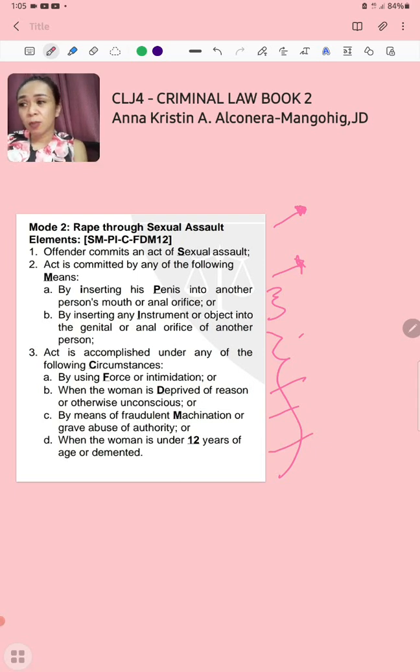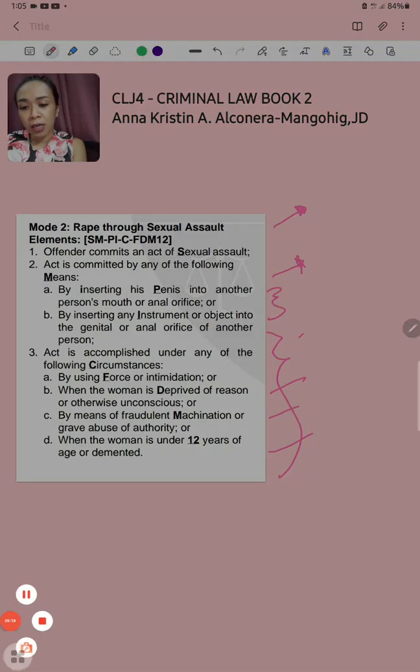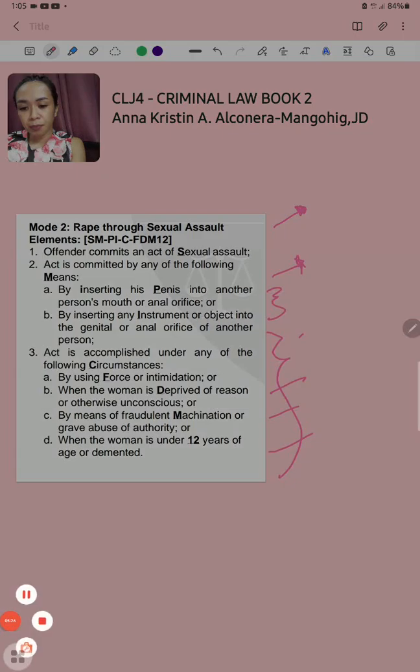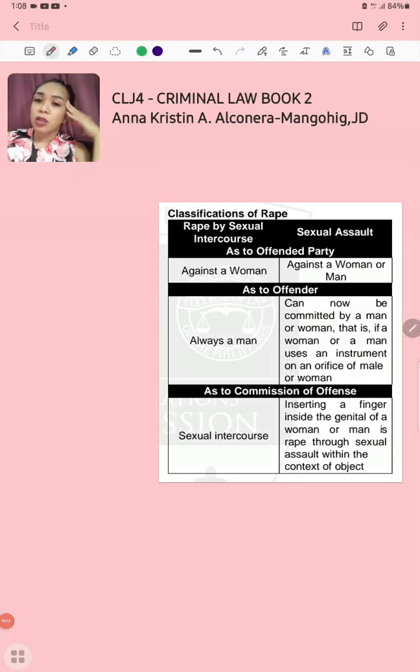So what's the difference between rape through sexual assault and rape by sexual intercourse? So the difference is, sa rape by sexual intercourse, the offended party or yung victim is always a woman. If rape through sexual assault, pwede siyang maging man, pwede siyang maging woman.